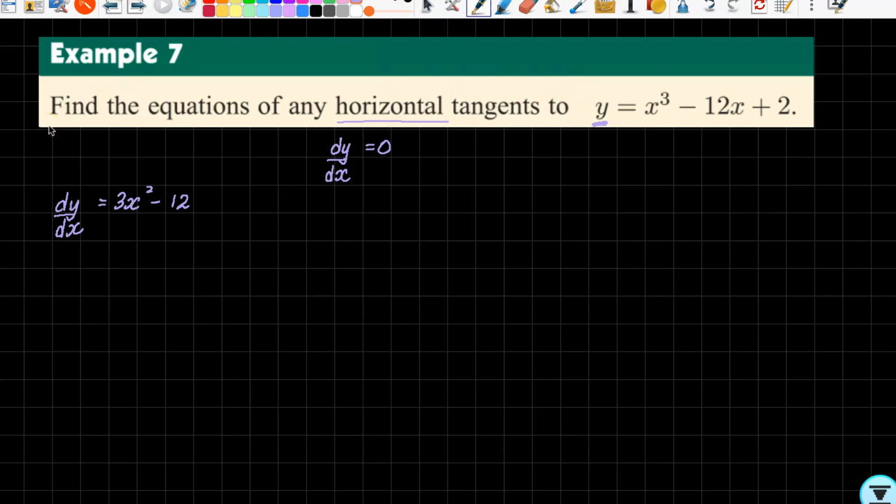Now let's read the question carefully. What is it that they're asking? Find the equations of any tangents. So what do we need to find the equations of tangents? We need the slope, which we know is going to be 0, but we don't have a point. So that's when it comes back to our derivative. What we're saying now is we have to solve for what values of x our derivative will actually equal 0.